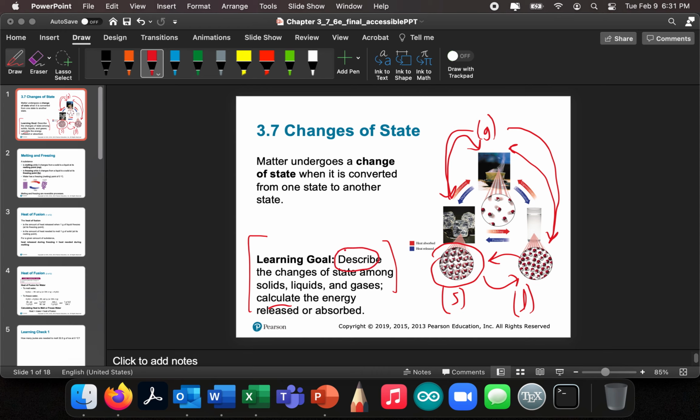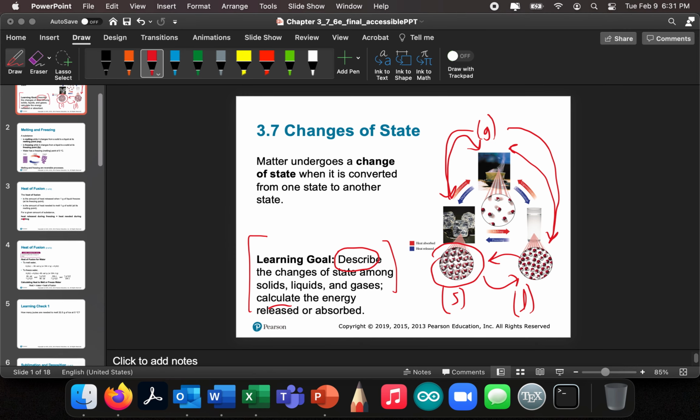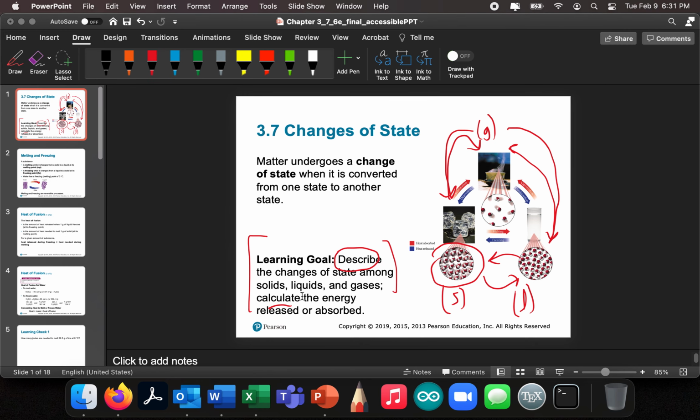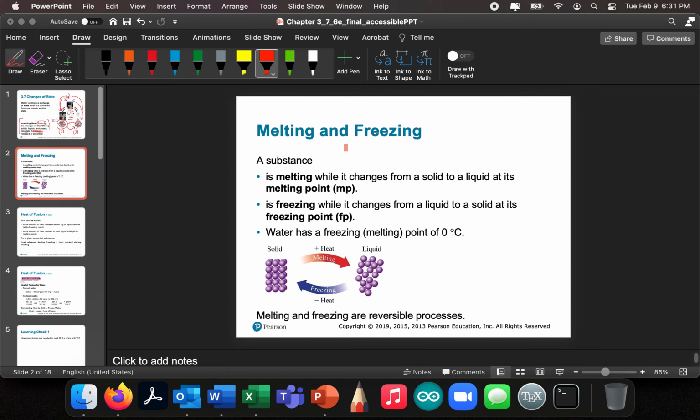So the describing is going to be the easy part. Calculating is going to require some organization. It's not hard to calculate, but we just have to interpret things, and you have to have some sense of what's being asked, and sometimes that's what gives students the most trouble, calculating the energy.